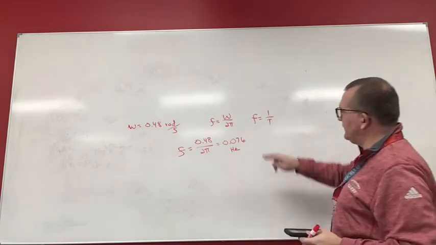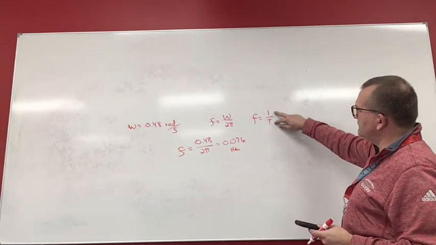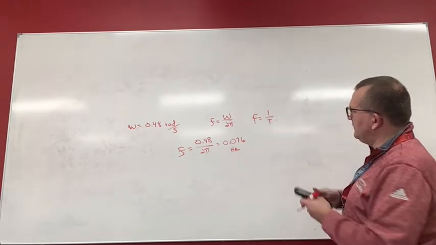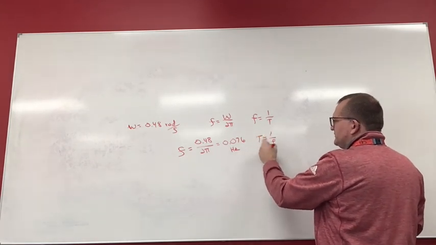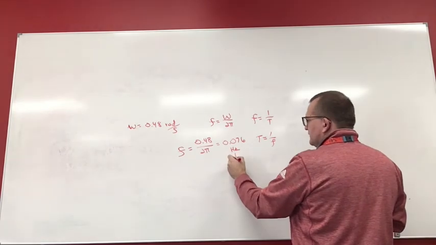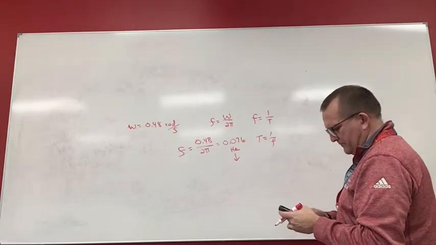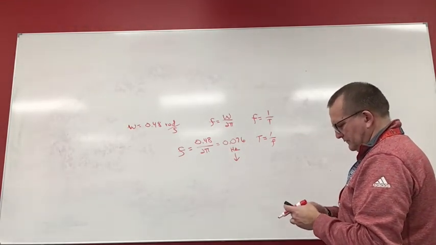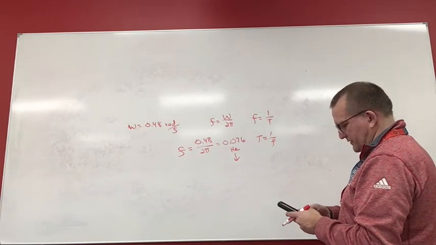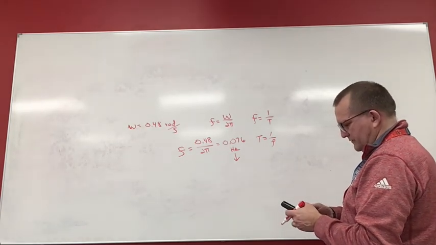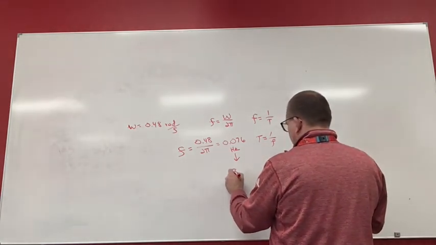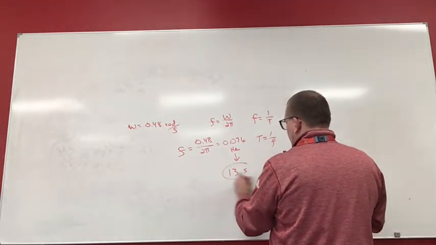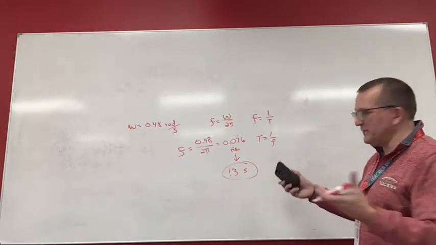And then to go from frequency to period, frequency is 1 over period, so that means period is also 1 over frequency. If I take the inverse of this, that should be my period. So 0.076, inverse button, my time period is 13 seconds approximately, some change. So that's how much time the period would take.